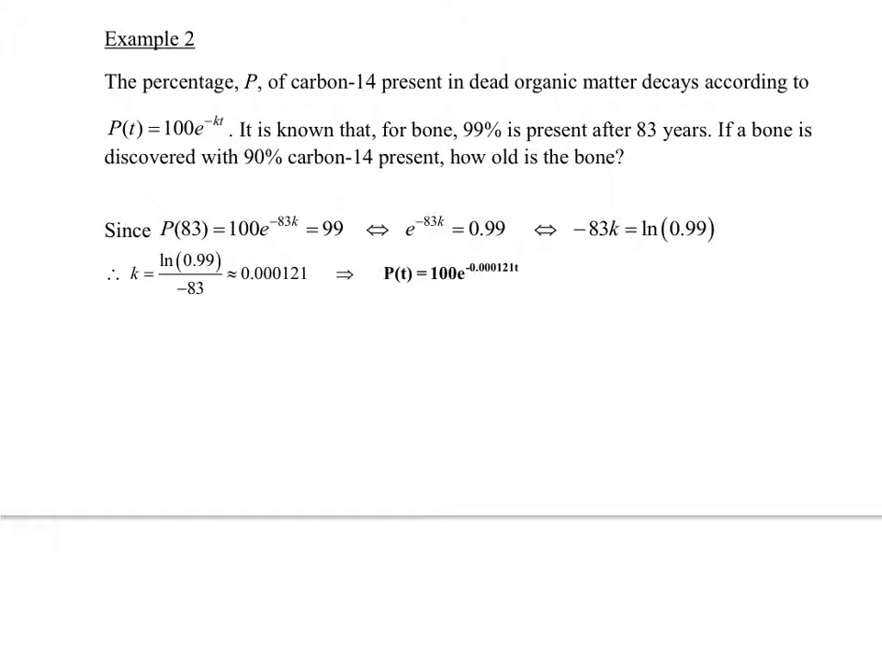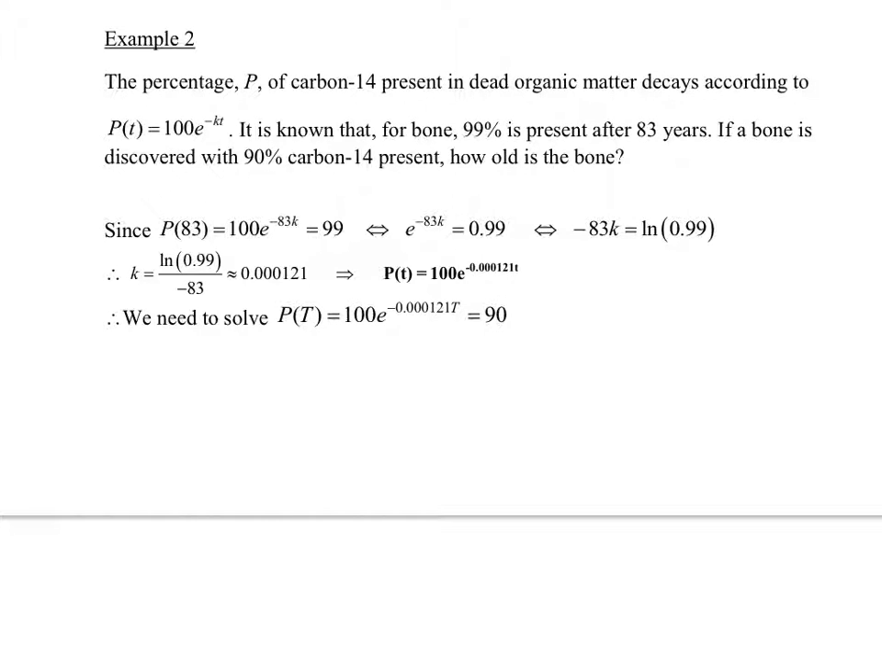So the next thing to do is to try and figure out how old the bone is going to be if the percentage goes down to 90%. So we're going to have this whole thing here not equal to 99%, but equal to 90% instead. Okay, so we'll do that. We need to solve this equation: 100 e to the power of negative 0.000121t equals 90.